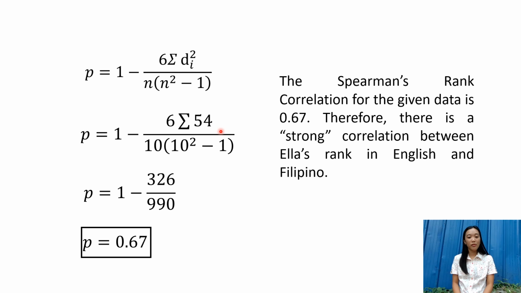So 6 times 54 is 324. 10 times 10 squared minus 1 is 990. So 1 minus 324 over 990 is 0.67. So the Spearman rank correlation for the given data is 0.67. Therefore, there is a strong correlation between Ella's rank in English and Ella's rank in Filipino.